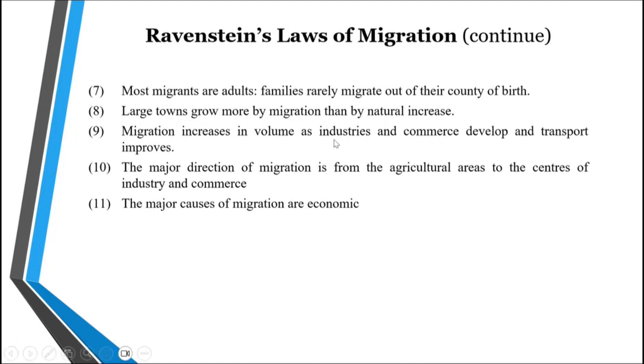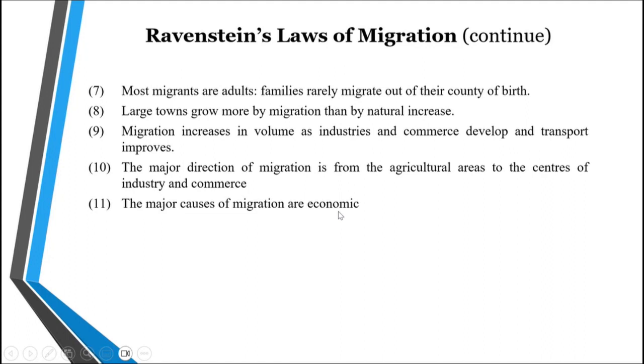Migration increases in volume as industry and commerce develop and transport improves. Of course, in a logical sense or common sense, people migrate because of economic factors like industry and jobs. You have a higher paying job, a better job, right? And if transportation improves, then you can migrate more. The major direction of migration is from agriculture to the centers of industry and commerce. The major causes of migration are economic, right?